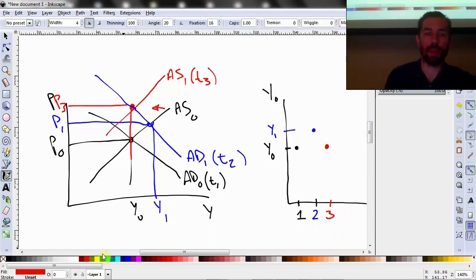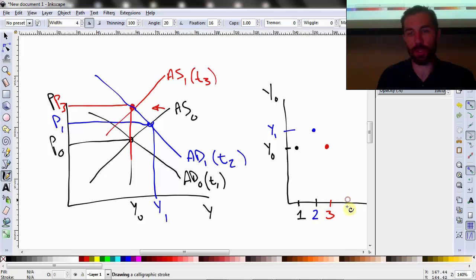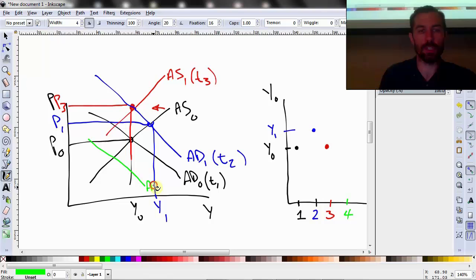Then we say, okay, what about in T4, something happens and business confidence drops and firms start investing less. They're less interested in spending. So investment decreases, so we're going now to T4. At T4, a decrease in investment, AD shifts to AD2 at T4. And our prices decrease to P4. But nominal wages remain the same.